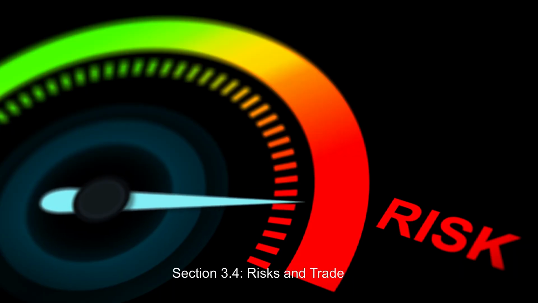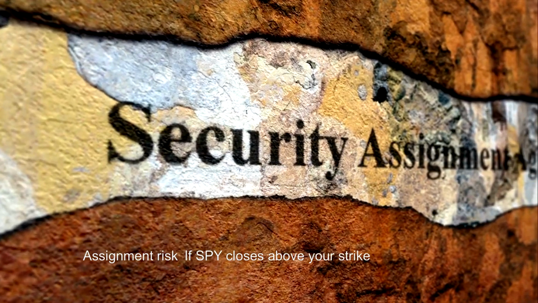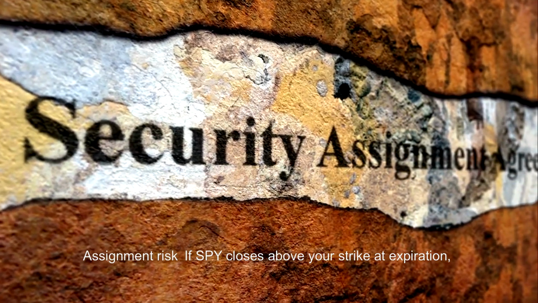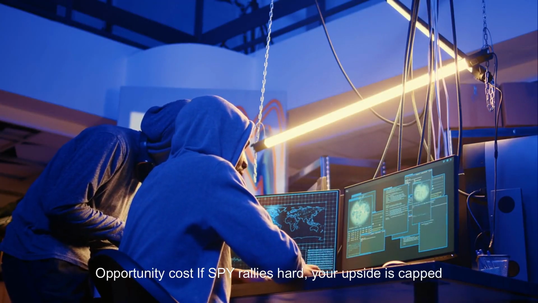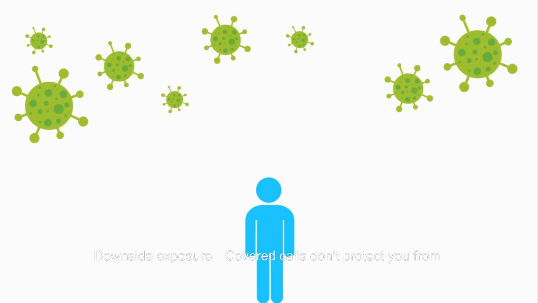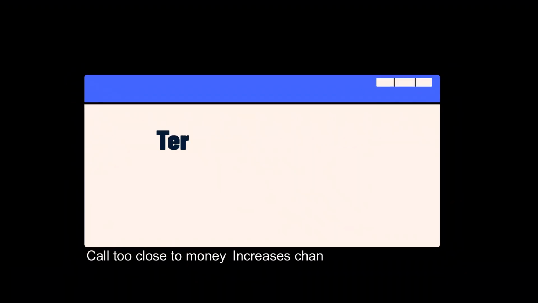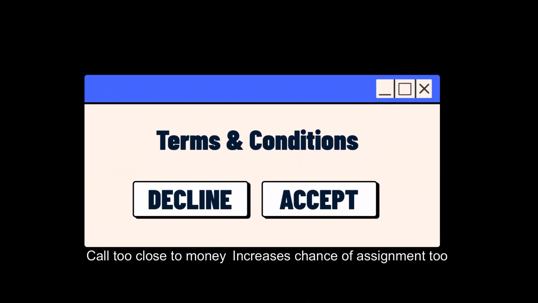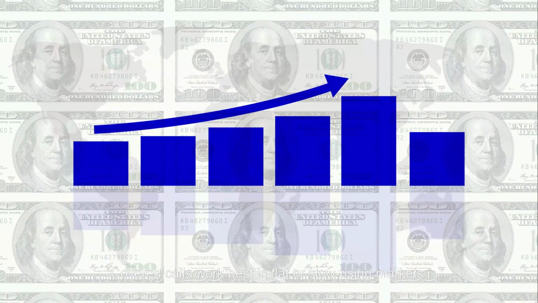Section 3.4. Risks and trade-offs. Assignment risk: if SPY closes above your strike at expiration, you're forced to sell your shares. Opportunity cost: if SPY rallies hard, your upside is capped. Downside exposure: covered calls don't protect you from losses in SPY; you still own the shares. A call too close to the money increases the chance of assignment too soon. Covered calls work best in flat or slow rising markets.